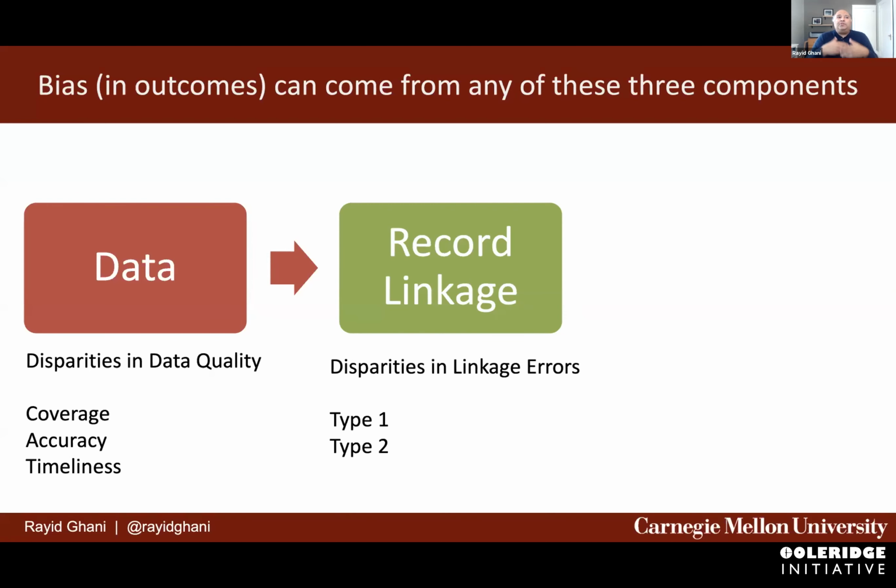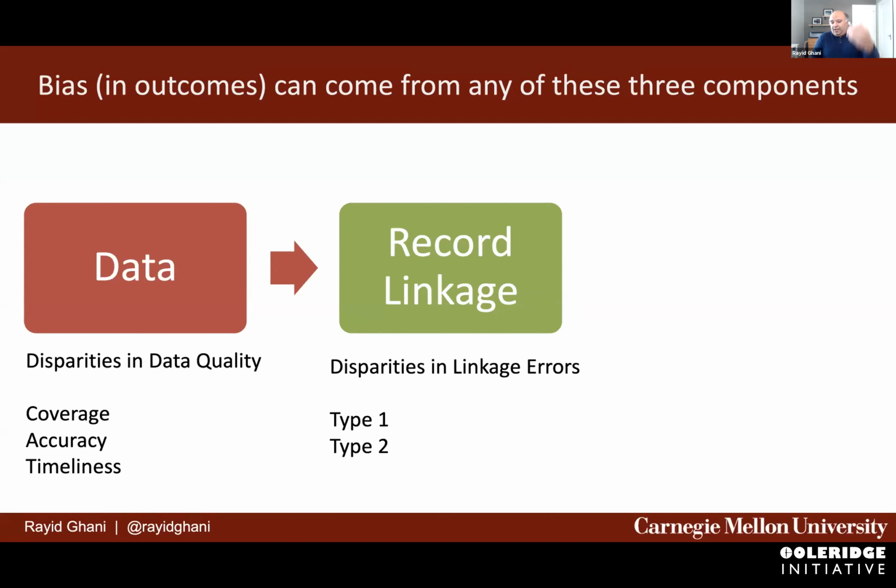But we also know that the linkage errors are not uniform across different groups. People whose last name changes over their lifetime are more likely to get missed. Who does that impact? People who might have changed their name because they came to the US and it was easier for Americans to pronounce. There are lots and lots of those.